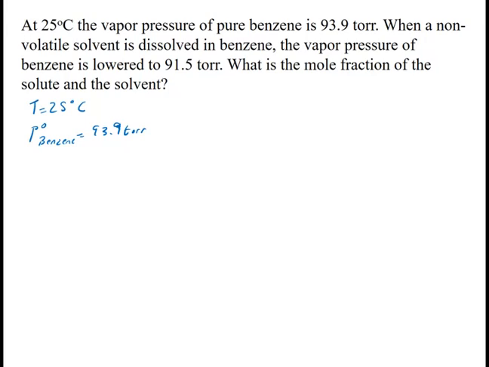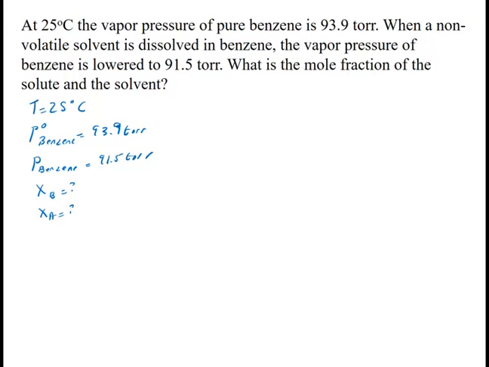When a non-volatile solute is dissolved in the benzene, the vapor pressure of benzene is lowered, so the pressure of the solution, benzene, I can't spell, is 91.5 torr. They want to know what is the mole fraction of the solute, which is B, and the mole fraction of the solvent, which is A.